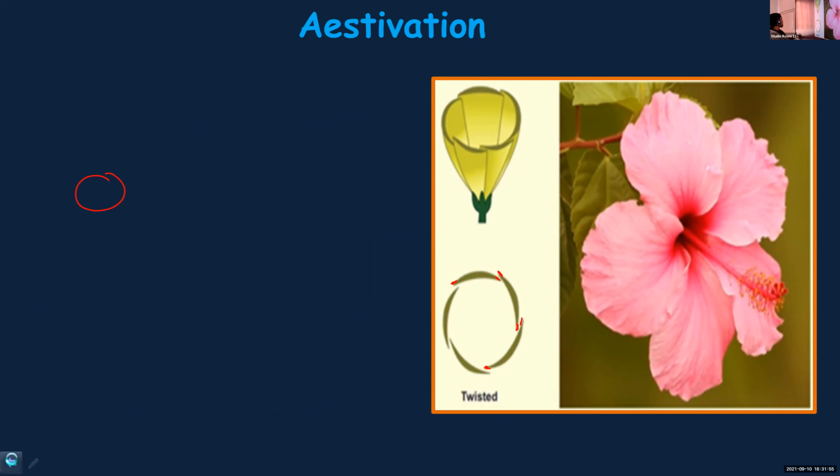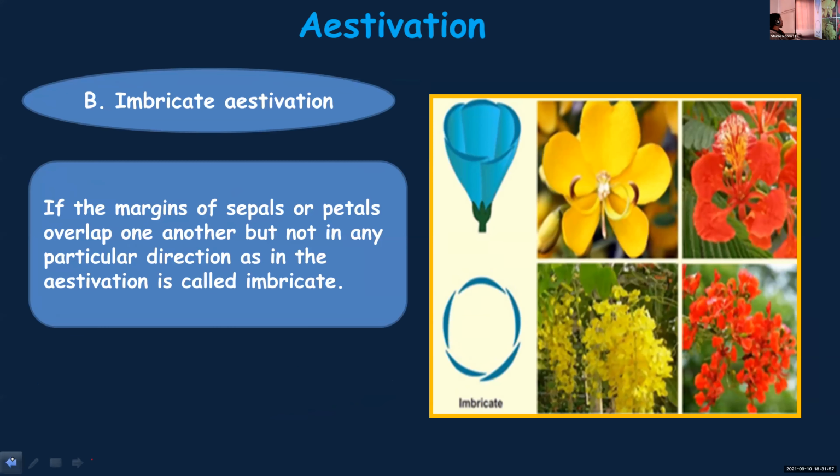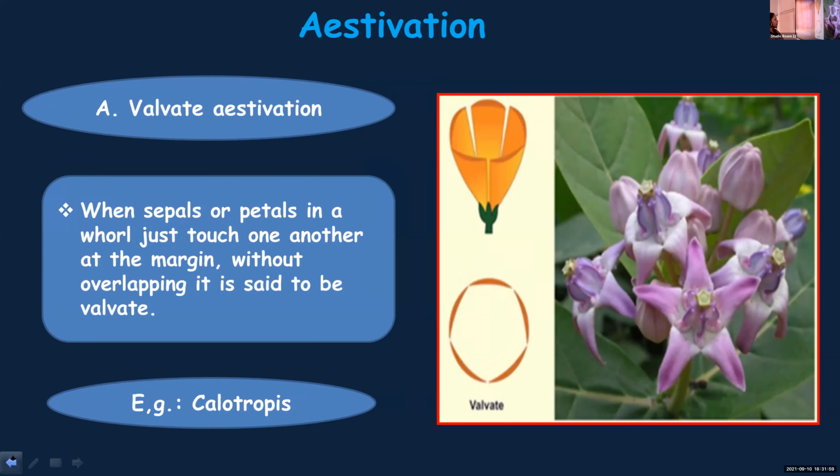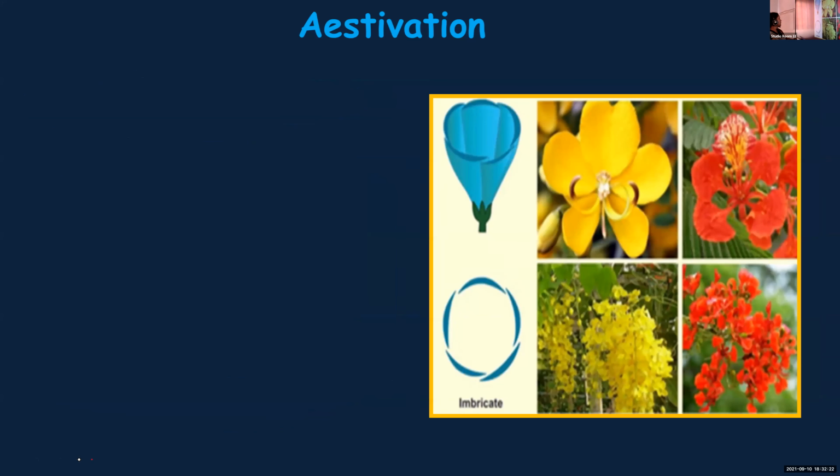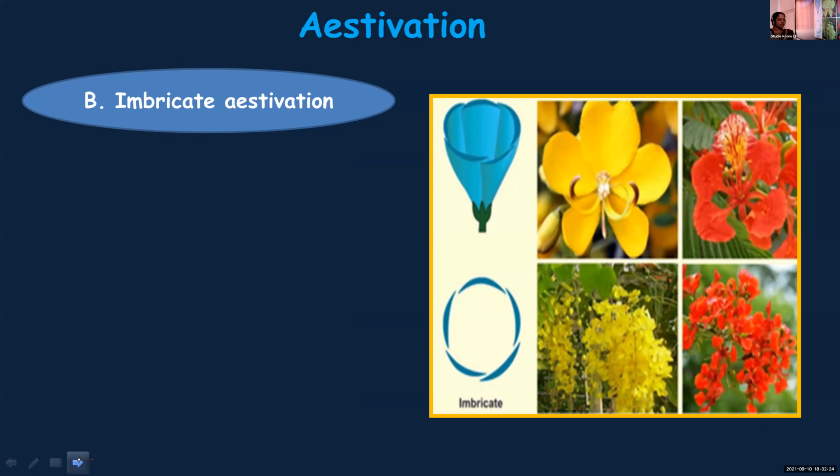In the first case, valvate aestivation, sepals or petals in a word, they just touch each other without any overlapping. The margins of the floral appendages are not overlapping the other. They just touch each other at the margin without any overlapping. Example, Calotropis. And then in the next one, imbricate aestivation.